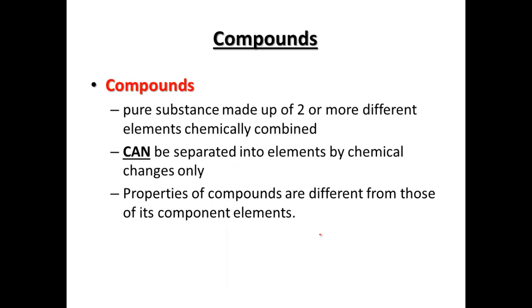Compounds now are pure substances made up of 2 or more elements that are chemically combined. Chemically combined means that we can only separate these elements by chemical changes. When hydrogen and oxygen come together to form a new substance, H2O, they are chemically combined and can only be separated by chemical means like electricity. If we heat water up, it just turns into a gas, so it's still just water. So only by chemical means can we change those.